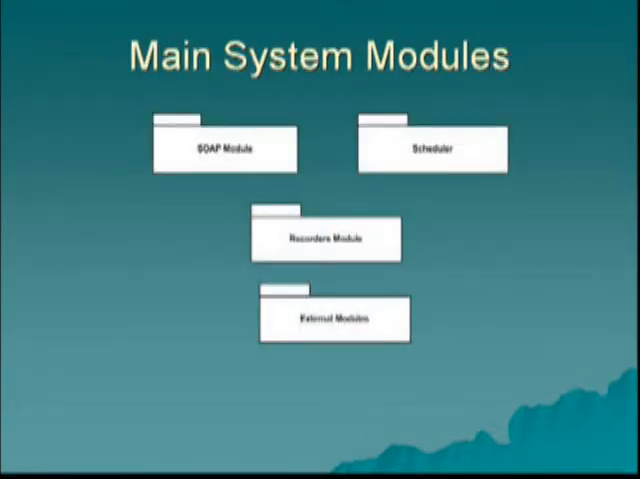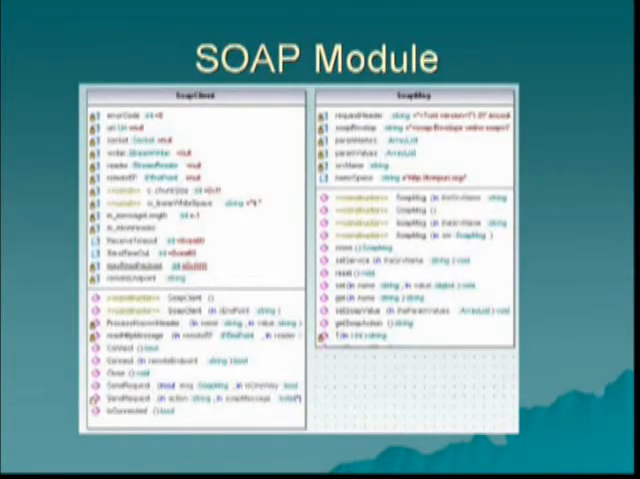There are four packages or modules in our system. First, the SOAP module. Second, the recorder module, the scheduler module, and the external module, which is the .NET Micro Framework library. The SOAP module has two classes: SOAP client, which will be connected to the web services for sending and receiving SOAP messages, and SOAP MSG, which is an envelope for SOAP messages to send and receive data.